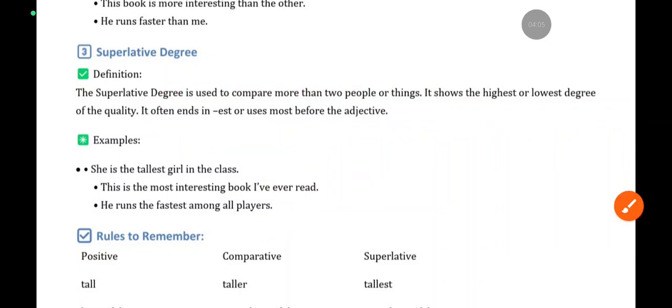Now let's do a recap of all these three. Positive degree means no comparison is made. Comparative degree means comparison with two people or things. Superlative means comparison with more than two. In comparative we use -er with adjectives or "more" before the adjectives. In superlative we use -est or "most" before the adjective.